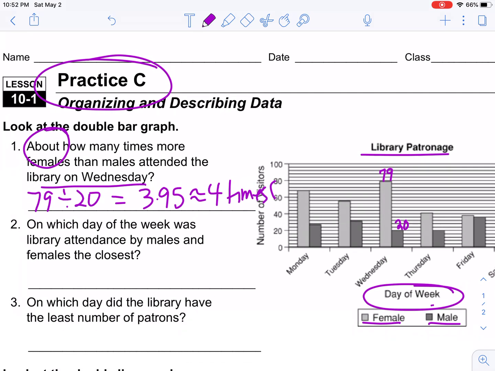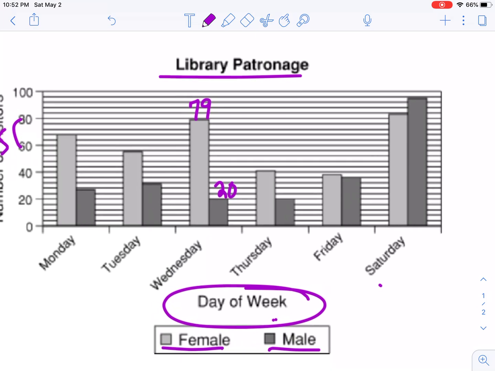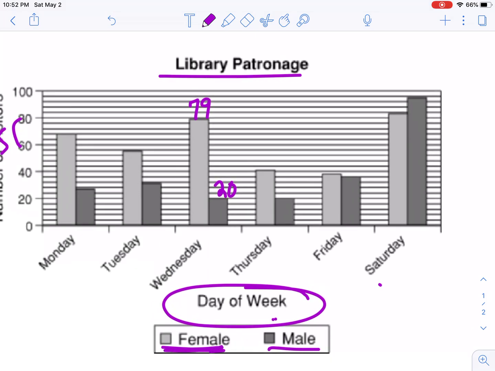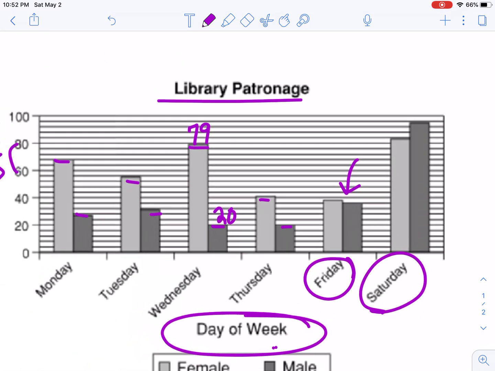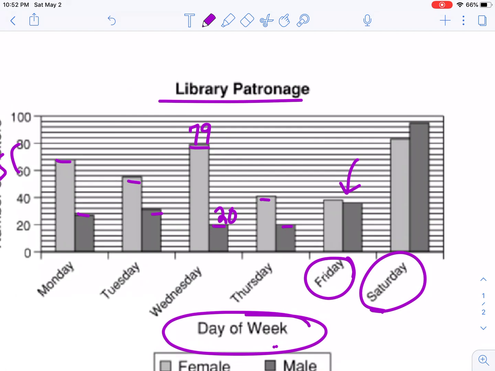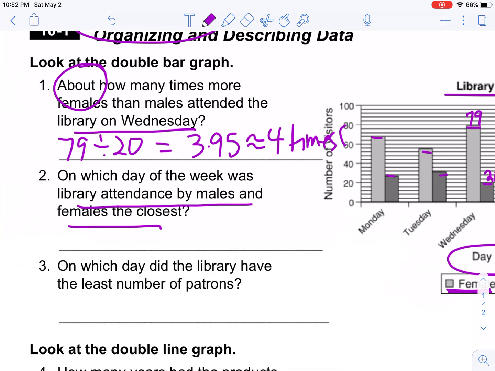All right, number 2 says, on which day of the week was library attendance by males and females the closest? So let's visually look at our bar graph. Where are the light gray and the dark gray the closest together? Well, definitely not Monday or Tuesday, definitely not Wednesday, Thursday. Look at Friday. Friday and Saturday we have the closest. Again, we visually look here. Friday, the number of females and males were definitely the closest. So our answer is going to be Friday.